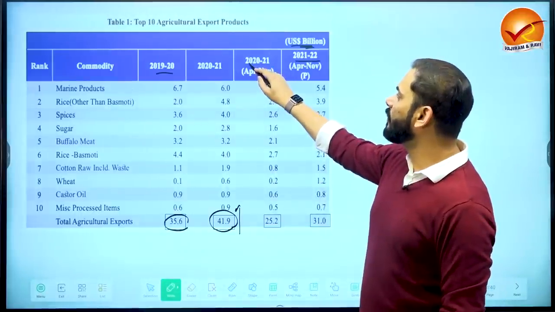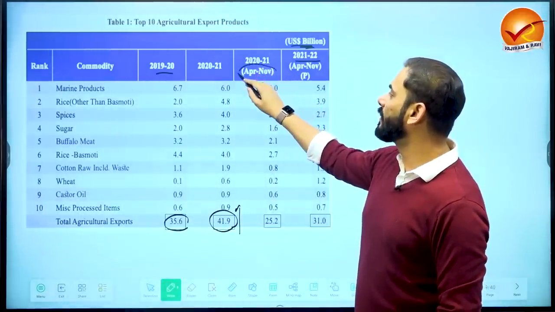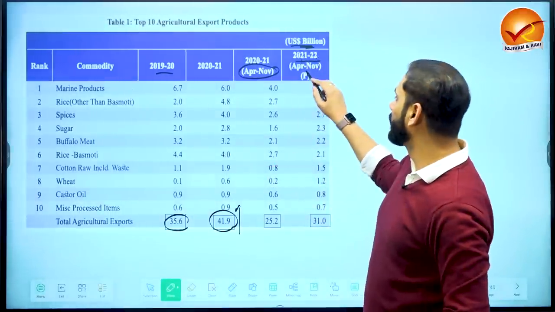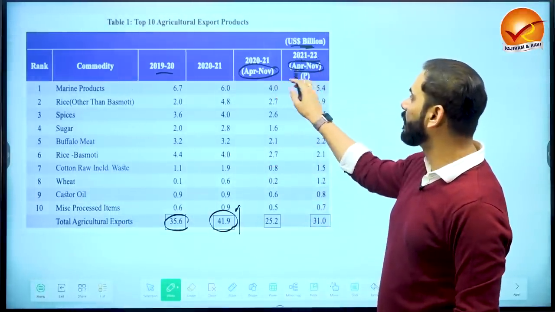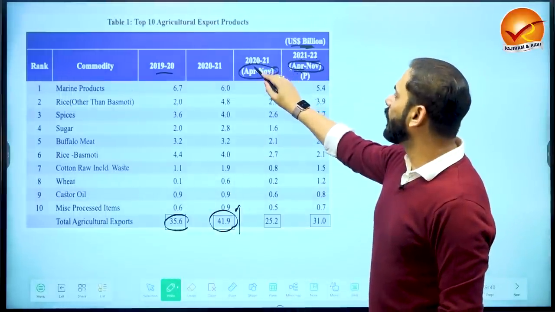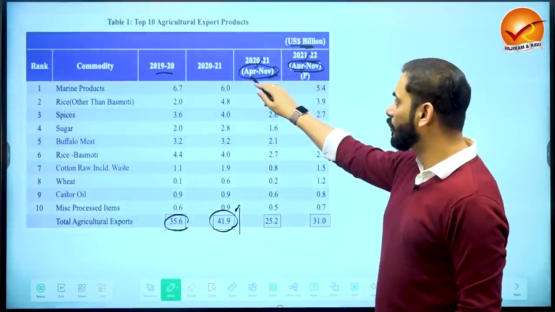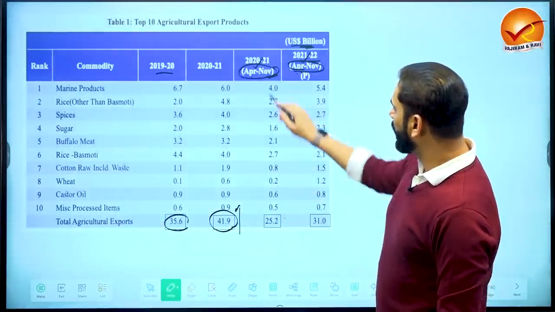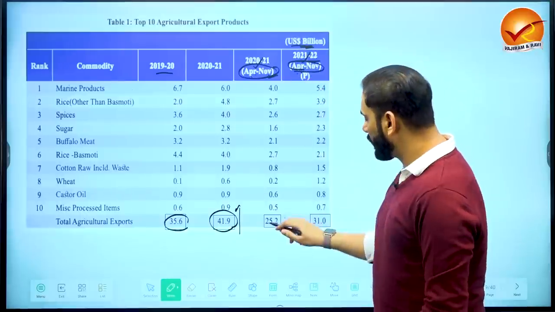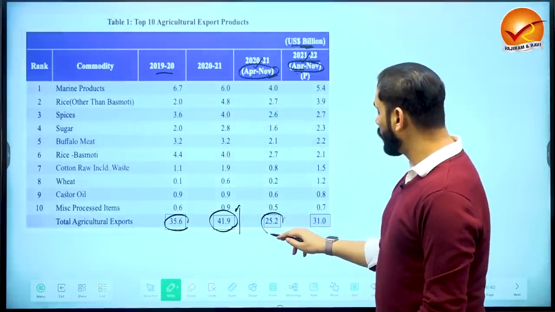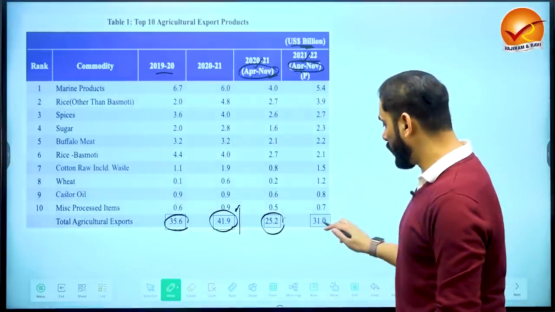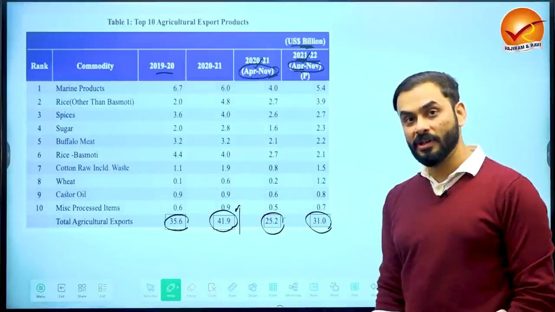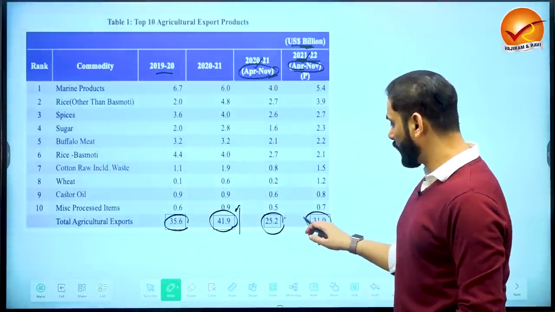So what did Government of India do? In the year 2020-21, Government of India took the data for April to November. In the year 21-22, which means last year, the government has taken data from April to November and they are comparing. So they are comparing 2020 with 2021, but only April to November. So see, April to November 2020, we were exporting $25.2 billion worth of agricultural items. And now in the year 2021, we exported $31 billion worth of agricultural commodities.